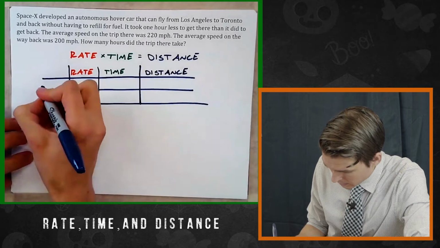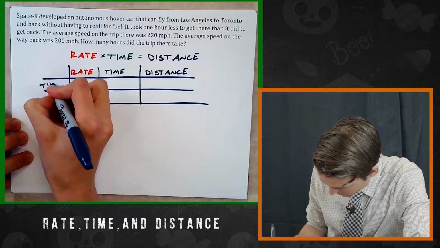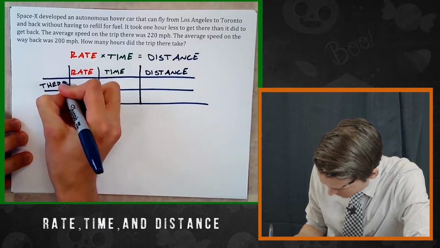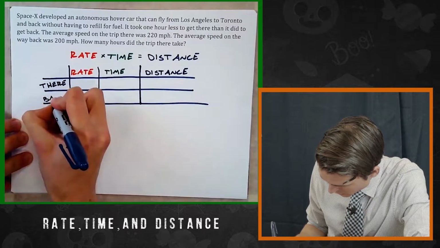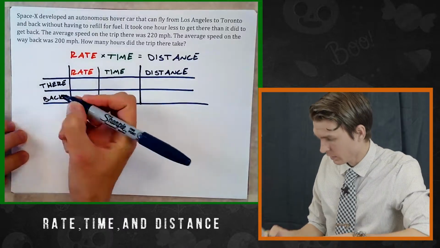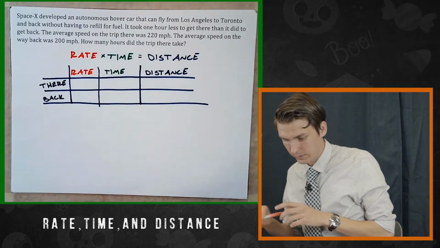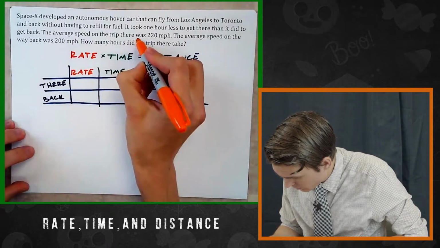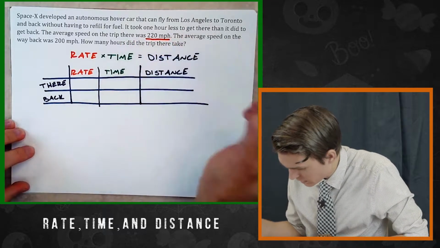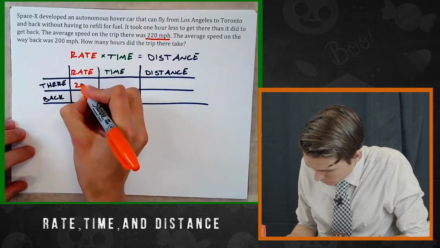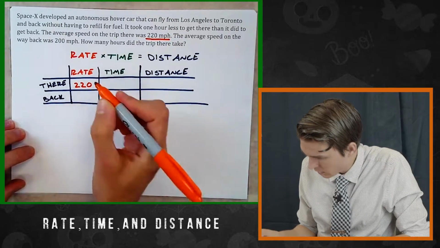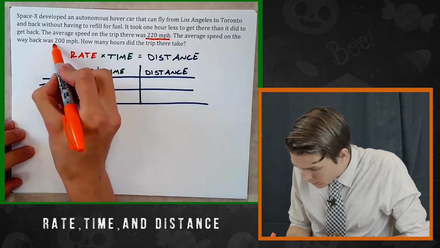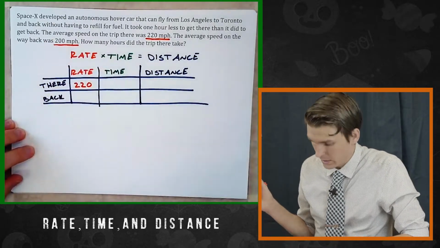So, let's see. We have to go there, and we have to come back. So what do they give us? Rates. The speed on the trip there was 220 miles per hour, so 220. The average speed on the way back was slower at 200 miles per hour.